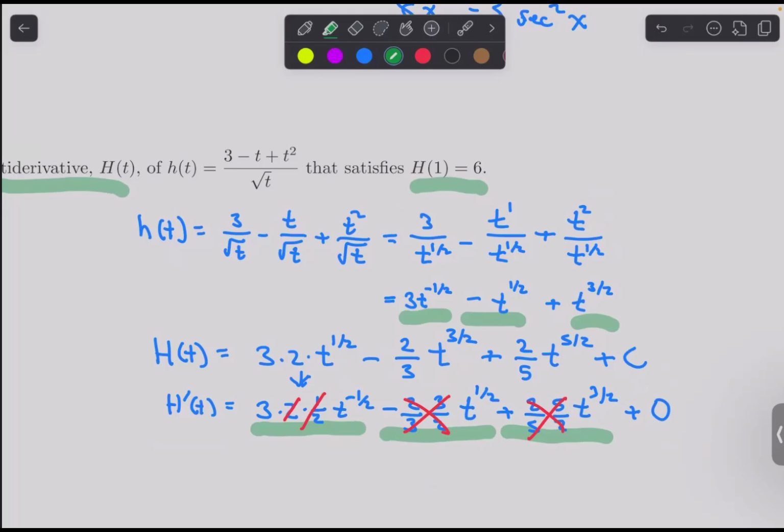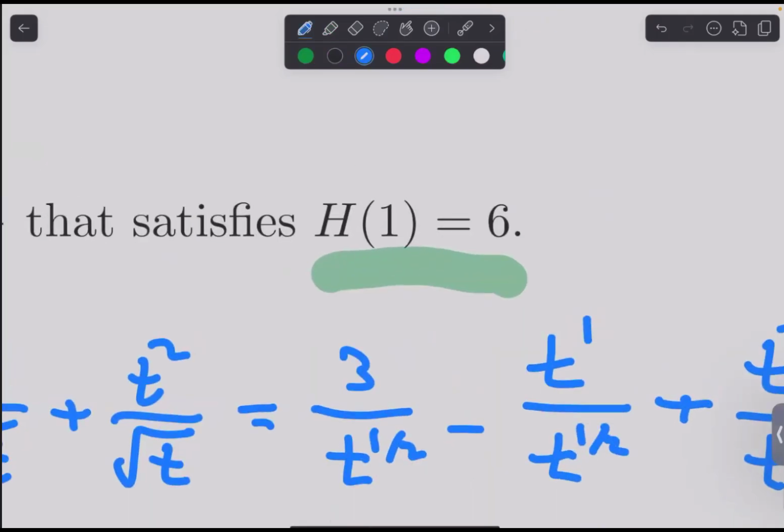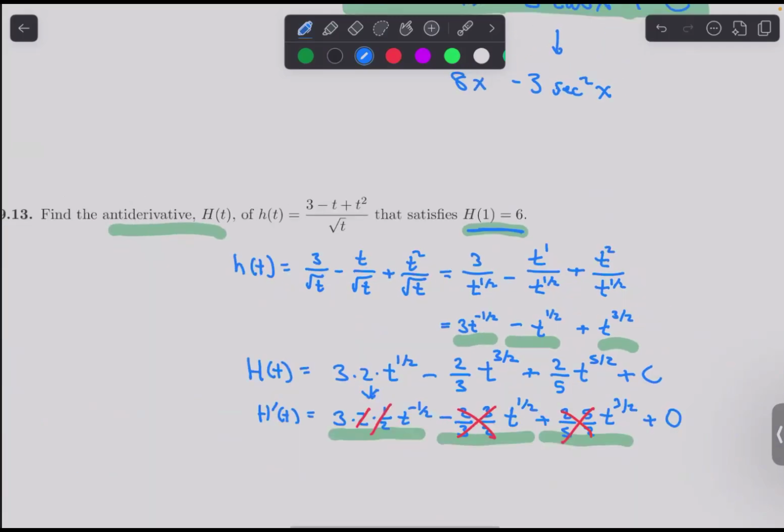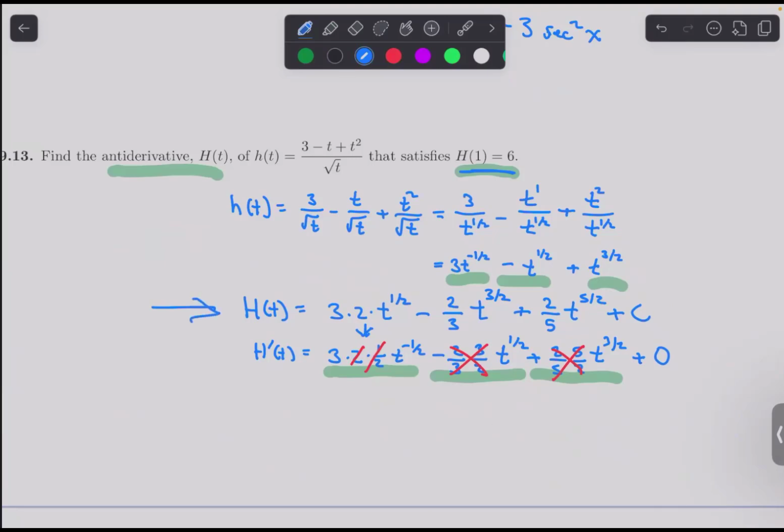So this is my antiderivative, but notice that I don't want just the most general antiderivative. I do want an antiderivative that when I plug in 1 into it, I get out 6. So I need to solve for that c value that makes this true. So I'm going to go ahead and look at my antiderivative here. I'm going to plug in 1 into this. I suppose I'll go ahead and simplify. 3 times 2 is going to be 6. And then I'm going to have 1 raised to the 1/2 minus 2/3, 1 raised to the 3/2, and then plus 2/5 and 1 raised to the 5/2. And when I plug in 1, I ought to get out 6. And I have this plus c that I forgot to write down.